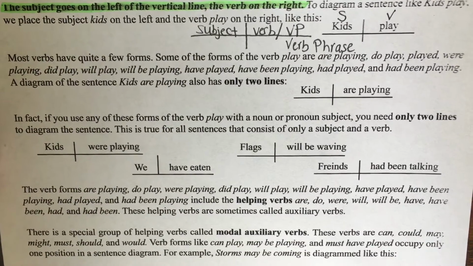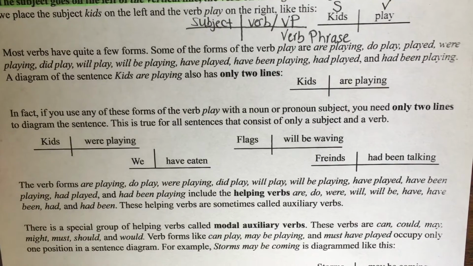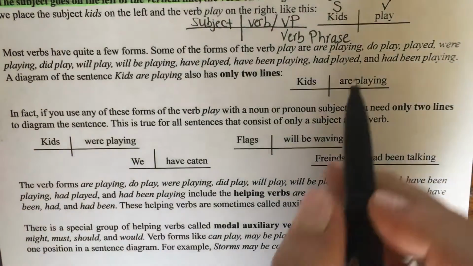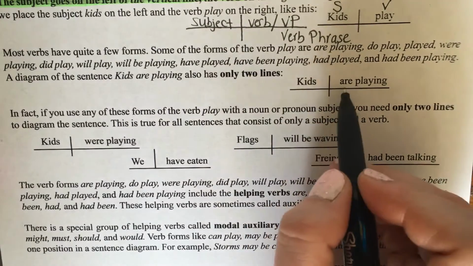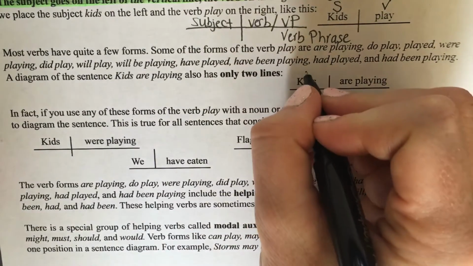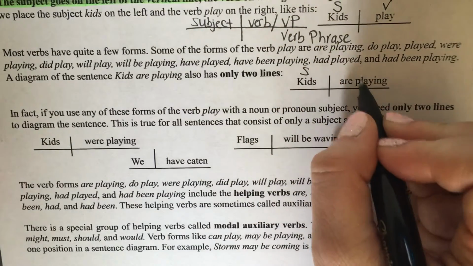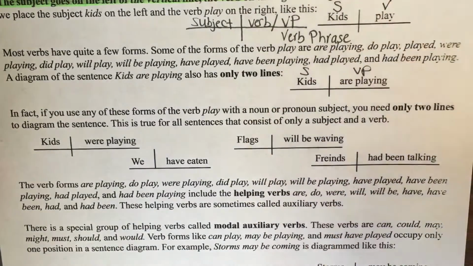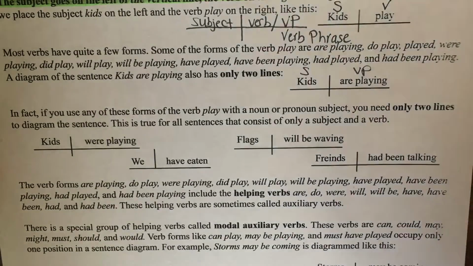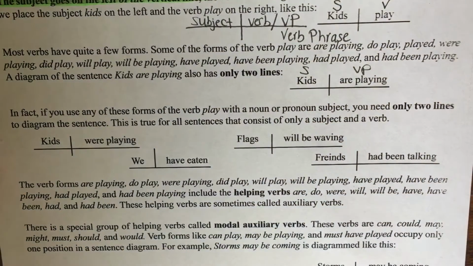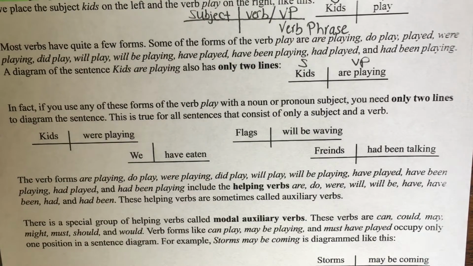So if we take a look at some sentences that have those extra helping verbs or those extra linking verbs, that just means we keep them all together. It's part of your verb phrase. So if we have "kids are playing," well, kids is still our subject. Are playing is our entire verb phrase, so it needs to stay together. We're not diagramming anything below here or doing anything like that. We're keeping it really simple.